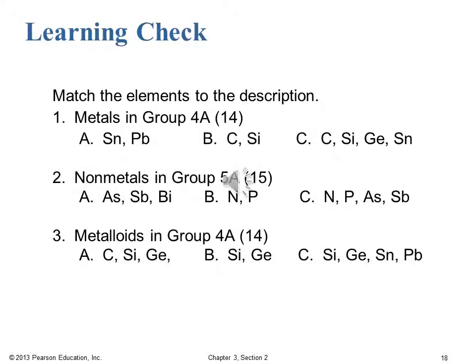Okay, so before we close our chapter, or at least this sub-chapter, we've got one more learning check here. For this learning check, match the elements to the description. Number 1, we're looking for metals in group 4A or group 14. And so you see the choices. I won't read them all to you, but we're looking for just the metals in that group. Number 2, we're looking for the non-metals in group 5A or group 15. So you see the answer choices there, and we're looking now just for the non-metals. Number 3, the metalloids in group 4A or group 14. So again, just the metalloids or semi-metals for that one. Pause the video if you still need another moment, and then start back up and we'll see how you did.